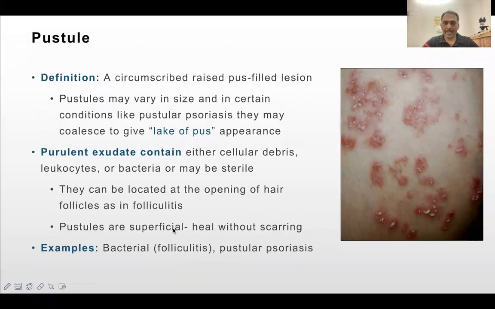Any vesicle or any fluid-filled lesion which has pus in the cavity is called a pustule. The purulent exudate may contain cellular debris and leukocytes, it can be sterile, or may contain bacteria. They can be located at the opening of the hair follicles, known as folliculitis, which you can appreciate in the diagram, in the photograph. And the pustules are superficial, they heal without any scarring because these are not deep, and the healing does not damage the internal structure leading to fibrosis.